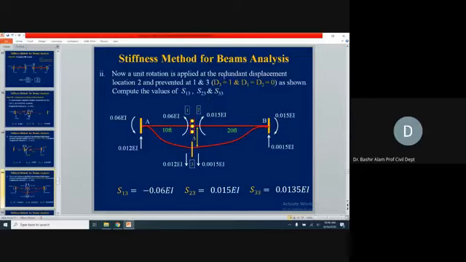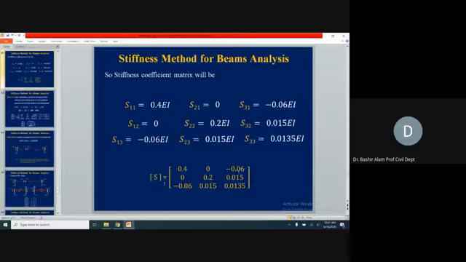And here you see what we are doing. D3 we are providing equal to 1, which is here, and D1 and D2 we are putting equal to 0. So here you see the roller guide. It is not allowing any rotation. It is only allowing this sliding in the vertical direction.